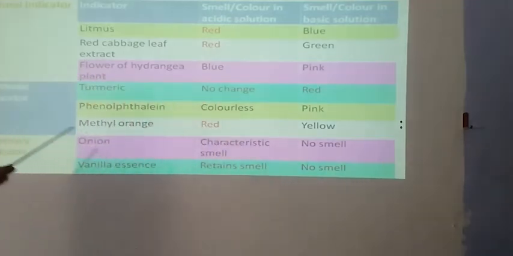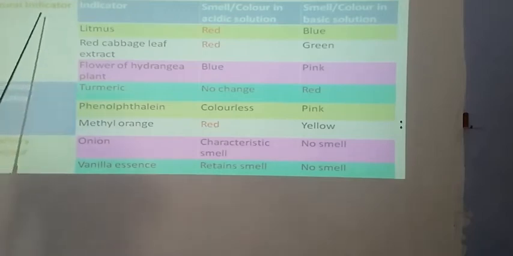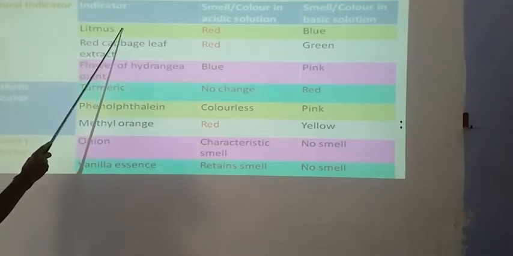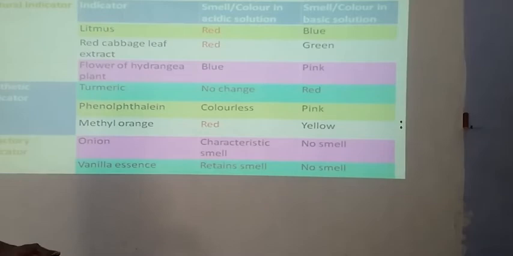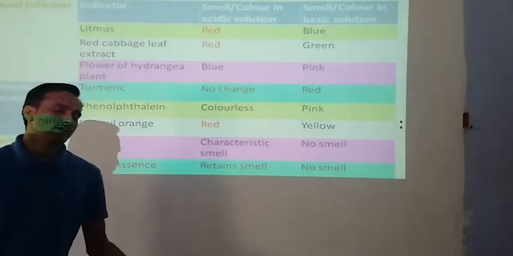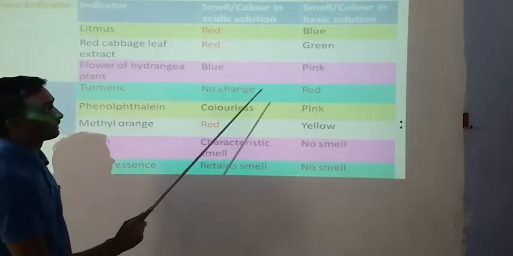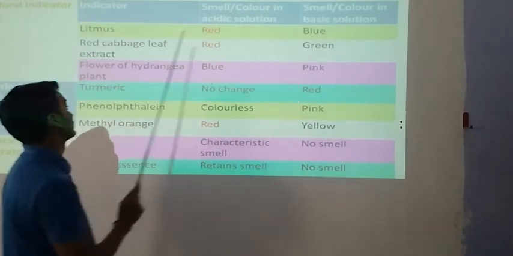Now, other indicators which show a change in color are natural indicators and synthetic indicators. Natural indicators are obtained from nature, but synthetic indicators are prepared in laboratories. First, natural indicators. Litmus. Litmus is a purple color dye obtained from the lichen plant. The lichen plant belongs to the Thallophyta division. Litmus has red color in acidic solution while blue color in basic solution.